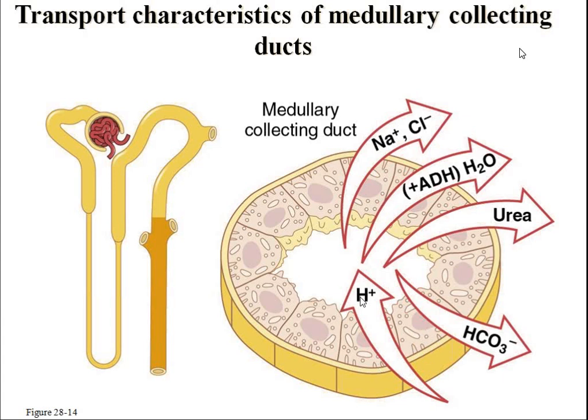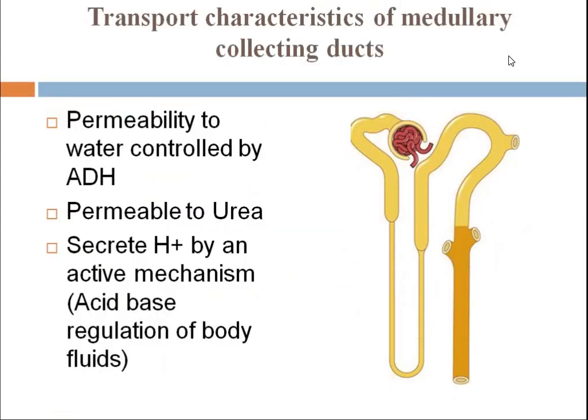We also find some hydrogen and bicarbonate, bicarbonate being absorbed and hydrogen being secreted in this portion of the collecting ducts. So medullary collecting ducts are mainly responsible for reabsorption of urea and water in the presence of ADH. So permeability of water in this portion is controlled by ADH. It is permeable to urea. It secretes hydrogen by an active mechanism and therefore helps in acid-base regulation of body fluids.